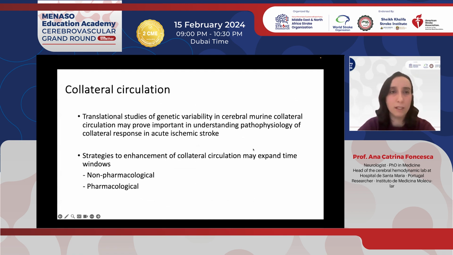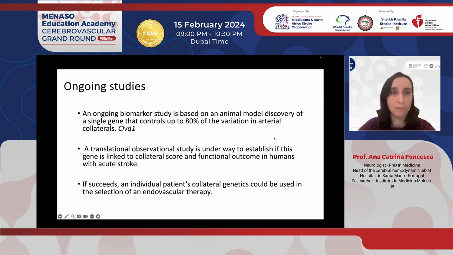There are some translational studies of the genetic variability in murine cerebral collateral circulation that prove important in understanding the pathophysiology of collateral response in acute ischemic stroke. And this may help us to develop strategies to enhance collateral circulation that may expand time, some that may be non-pharmacological and others pharmacological. Actually, there's an ongoing biomarker study based on animal discovery of a gene that controls up to 80% of variation in arterial collaterals.